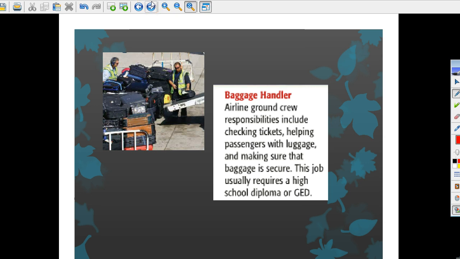Alright, welcome back. Baggage handler. Airline ground crew responsibilities include checking tickets, helping passengers with luggage, and making sure that baggage is secure. This job usually requires a high school diploma or GED.